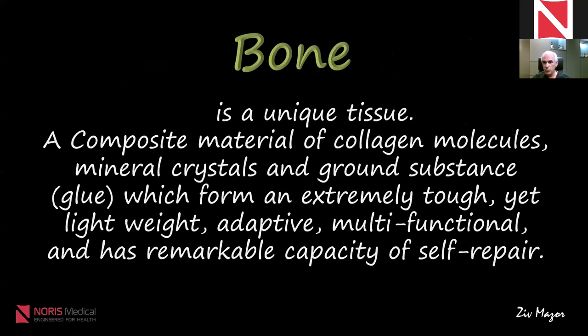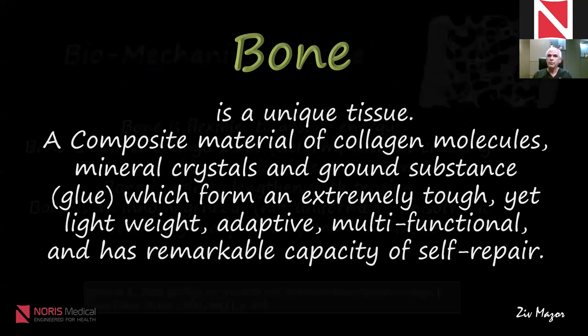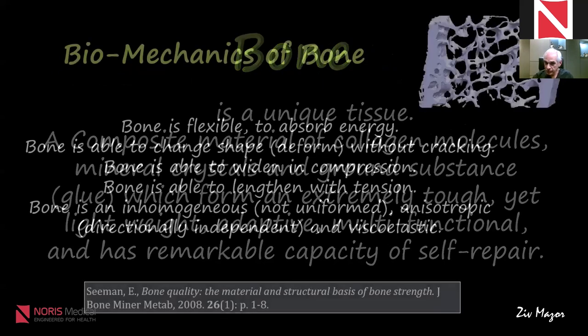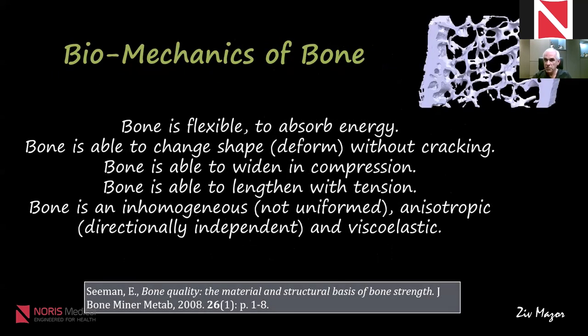Now we have to understand we are dealing with bone, which is a unique tissue. It's a composite material of collagen molecules, mineral crystals, and ground substance, which form an extremely tough yet lightweight, adaptive, multifunctional tissue that has a remarkable capacity for self-repair. We know that bone is flexible to absorb energy. It's able to change shape without cracking. We can widen it by compression. We can lengthen the bone with tension. So this is really a unique tissue we are dealing with.